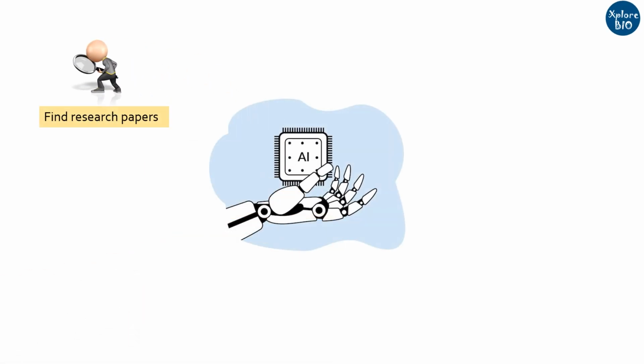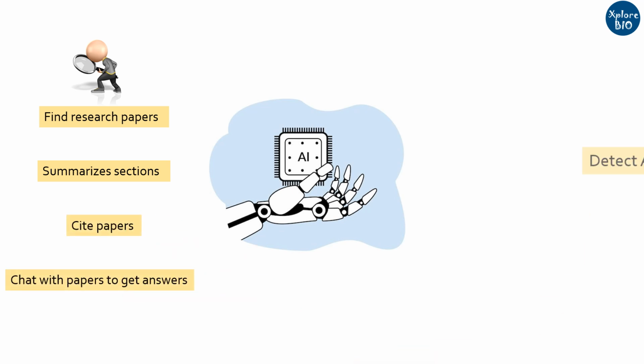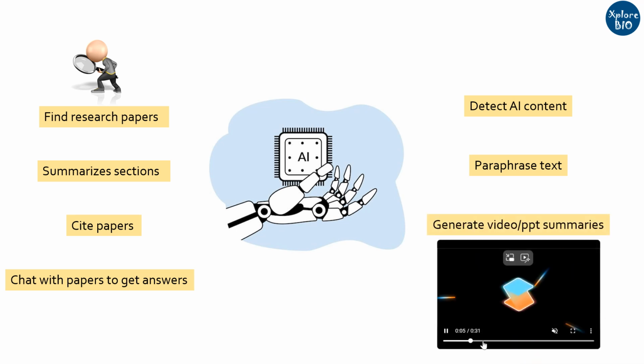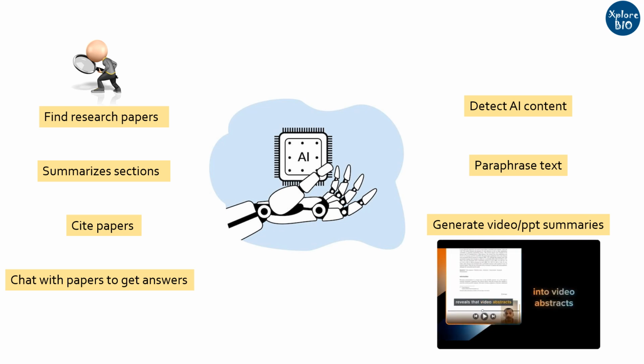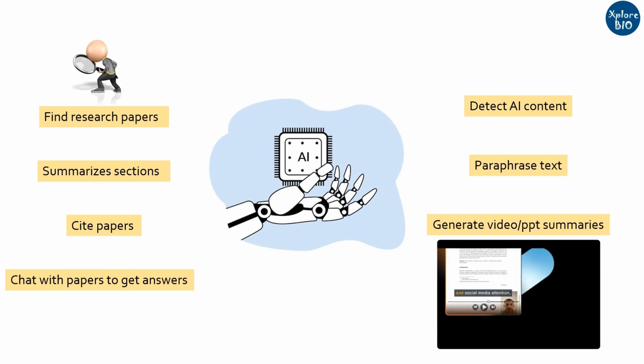only find relevant research articles related to a topic, but also summarize individual sections from each paper in a tabular format. Using this tool, you can also cite and format references, chat with research papers, detect AI-written content, and paraphrase text. Not only this, but you can also generate presentation and video abstracts for your research papers to boost your citation counts. So without any delay, let's get started.